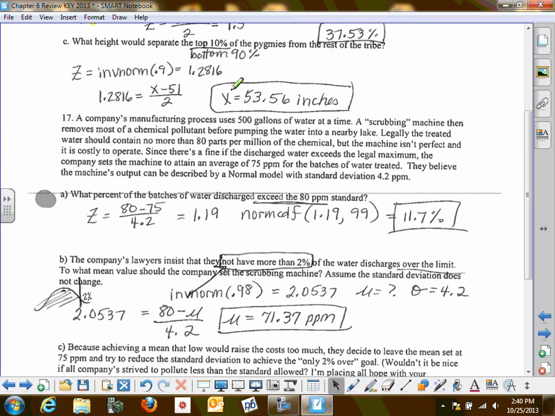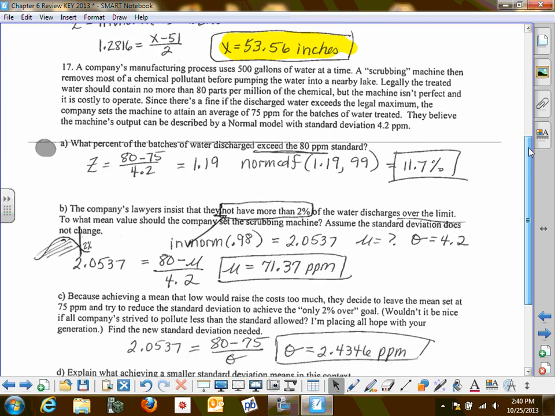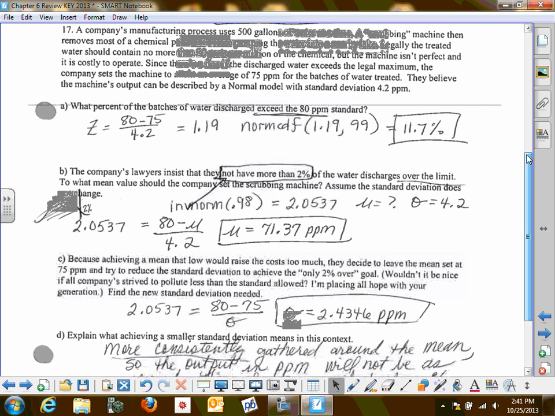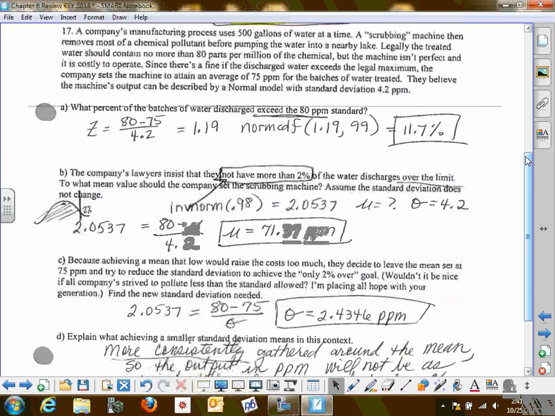And then this is, if you are 53.5 inches tall as a pygmy, you are in the top 10%. All right. This number 17 should look familiar. I actually really like this problem because I could see a lead person or a manager in a company that has a group of employees doing some things, and the mechanical managers or whatever are having these qualities impressed upon them. So let's talk about this.